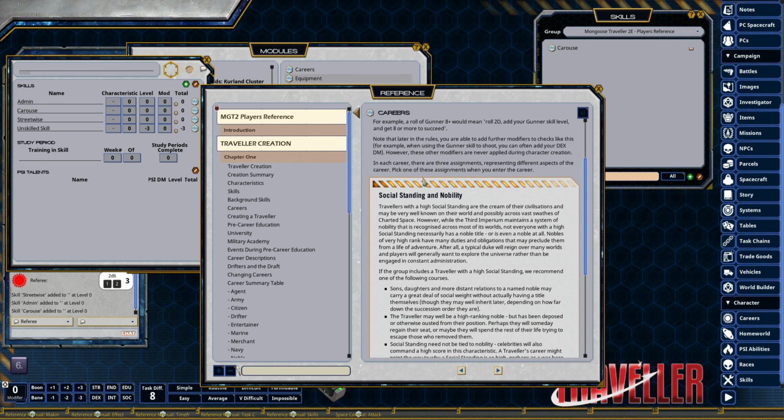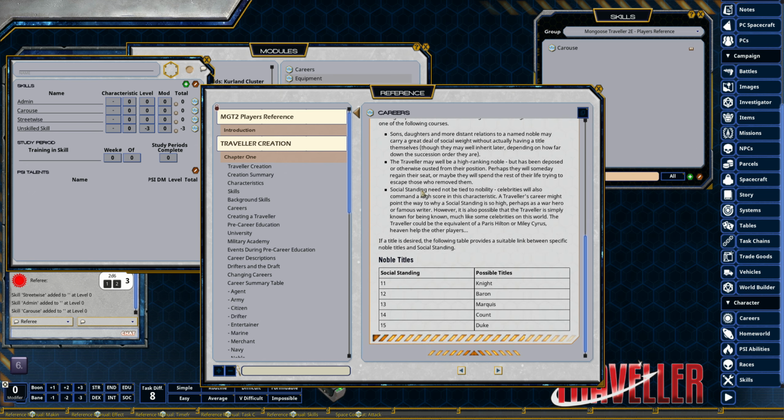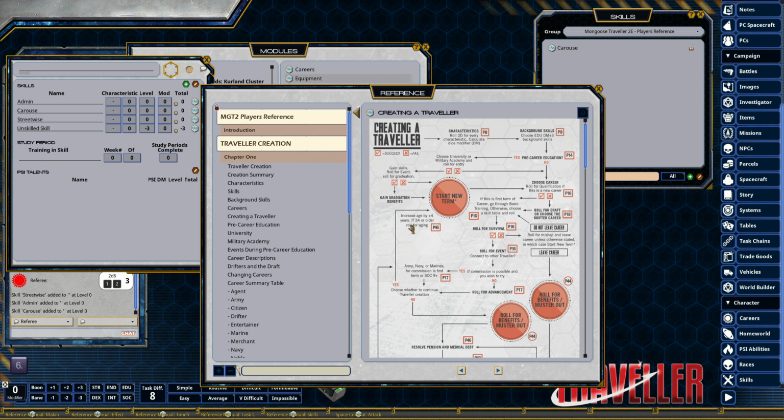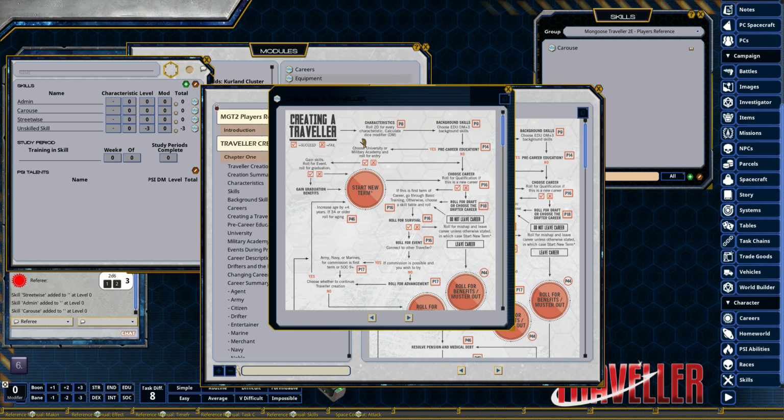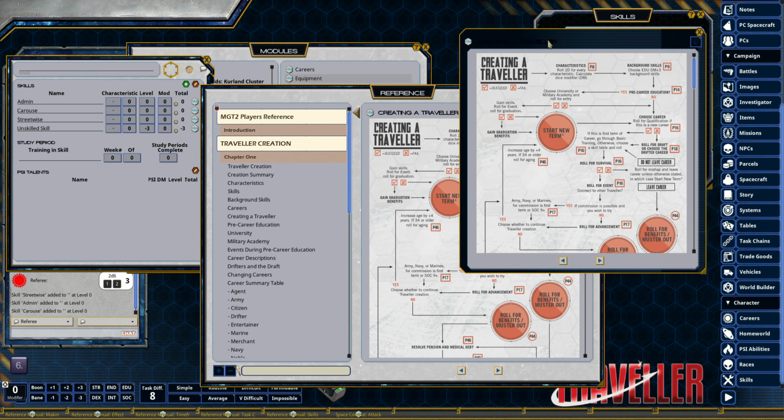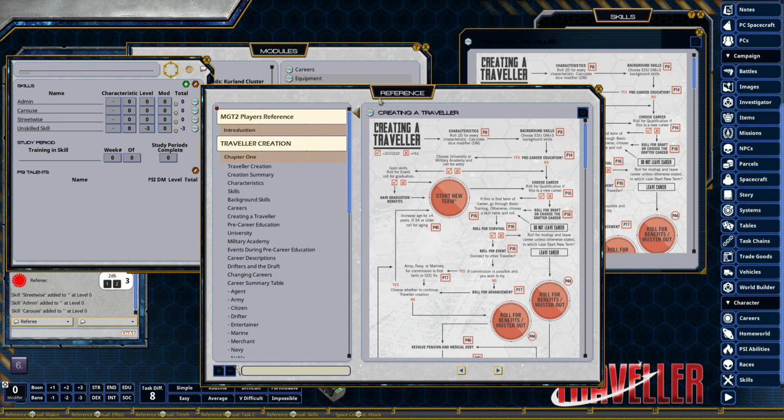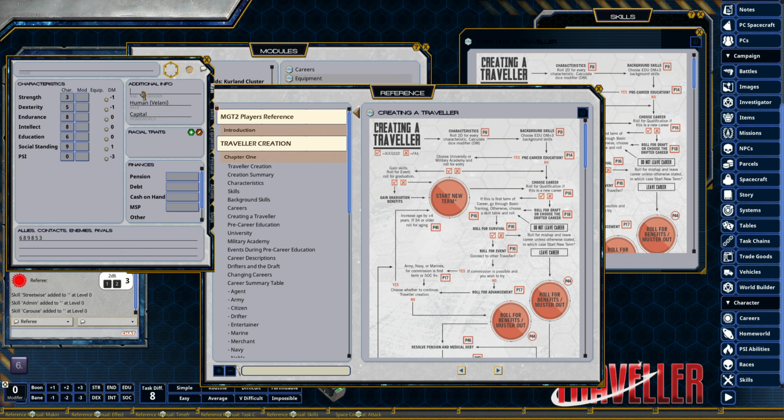Next is careers. Do I have a social standing that's high enough to have a noble title? No. Social standing has to be an 11 before you start getting a noble title. So I don't have a noble title. This is the creating a traveler flowchart. It looks super complicated. It's really not. There's one thing that I want to do here. So my character is going to start out at age 18.